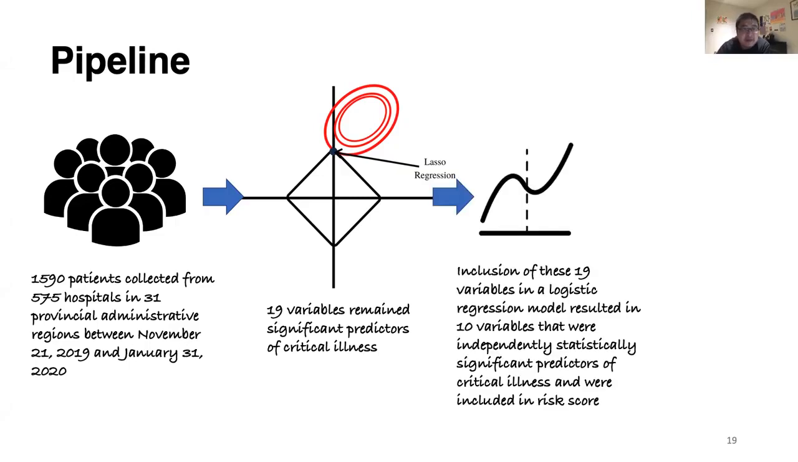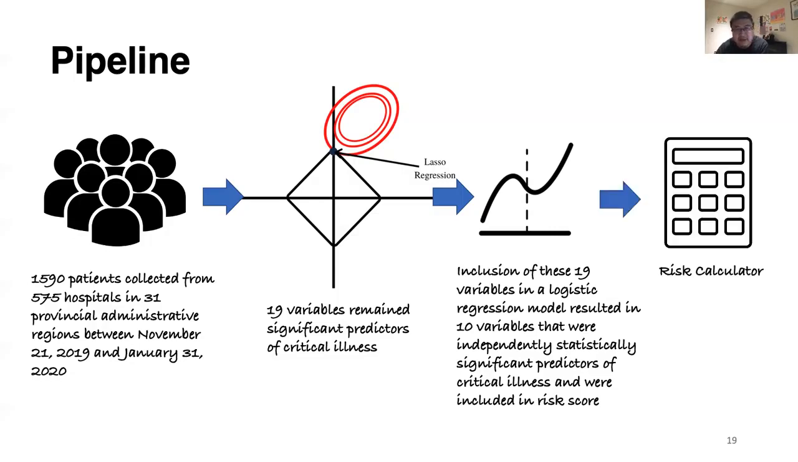And after that, they build a logistic regression model to build the predictor of critical illness, and they find that 10 variables that are shown in the previous user interface are independently statistically significant predictors of critical illness and were included in the final risk score calculation. They build the risk calculator on top of these 10 factors.